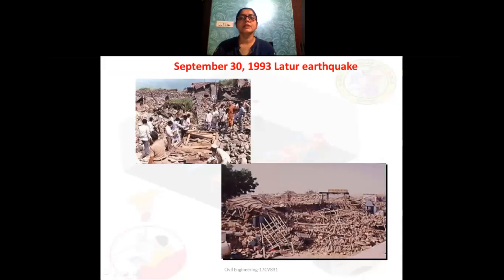In this, you can see that this happened in the year 1993 in the Latur earthquake. The building is completely demolished. There is nothing left. The entire building has been reduced into a heap of soil, stones, and wood. We can see here. So here also the same, that there is a complete collapse of the building.